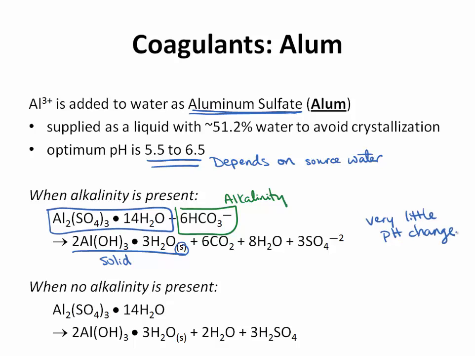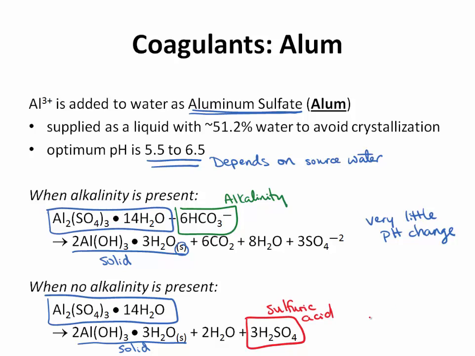However, when no alkalinity is present, alum dissociates and combines with water, which is not being shown here. Alum dissociates and forms that aluminum hydroxide precipitate, water, but in a troublesome fashion it also produces sulfuric acid. And if this happens, there is a significant pH drop in the solution.